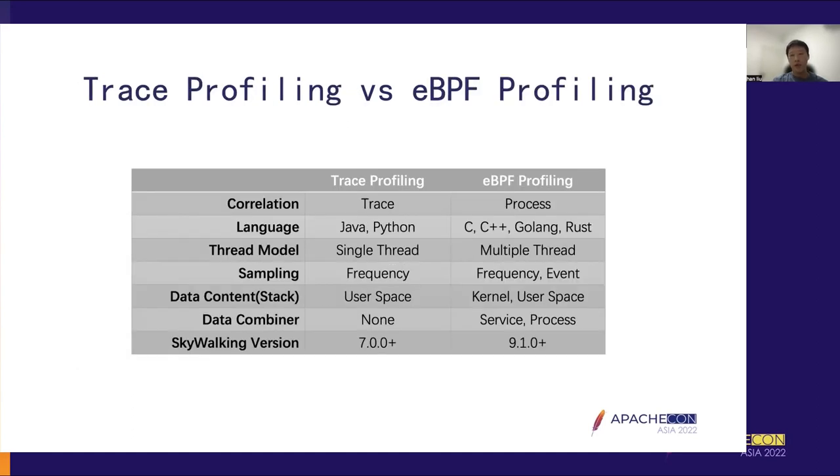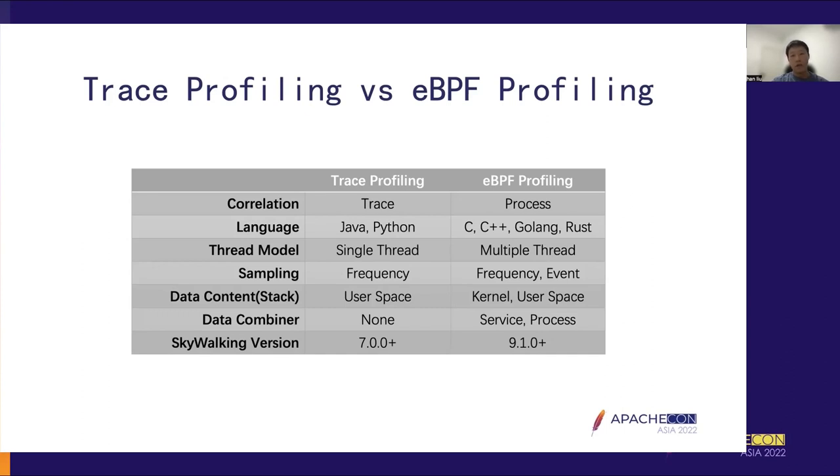In the previous version of SkyWalking, we released a feature called trace profiling. So what's the difference between trace profiling and eBPF profiling? I sum up the following points. For the correlation, trace profiling is related to a single trace, or you could say that the trace profiling result is only related to one request. The eBPF profiling will dump all threads matching the rules in the process, such as on-CPU, which will dump all threads executing on the CPU.